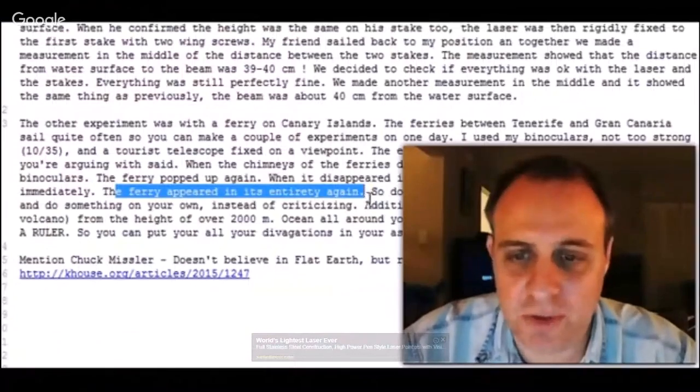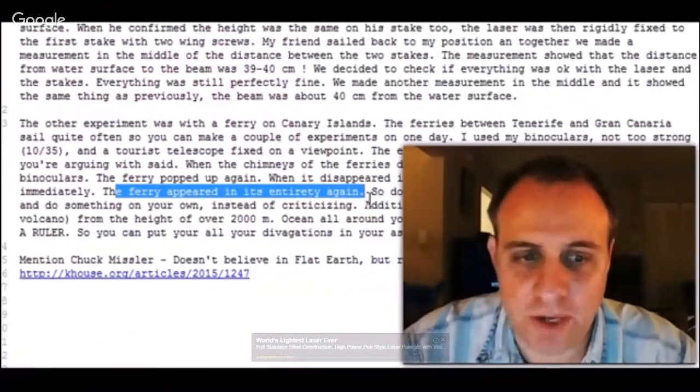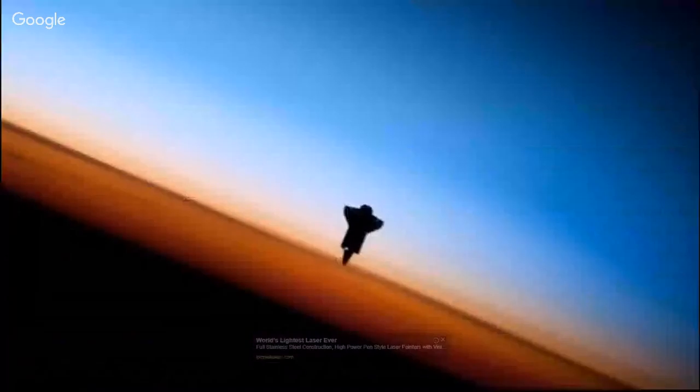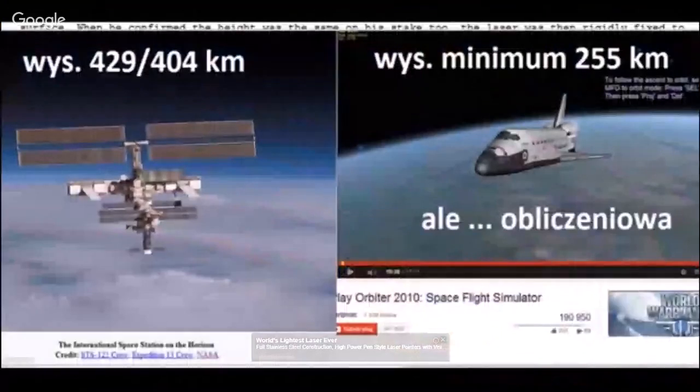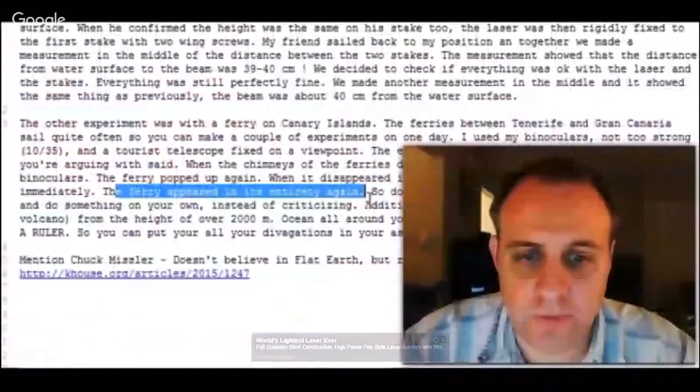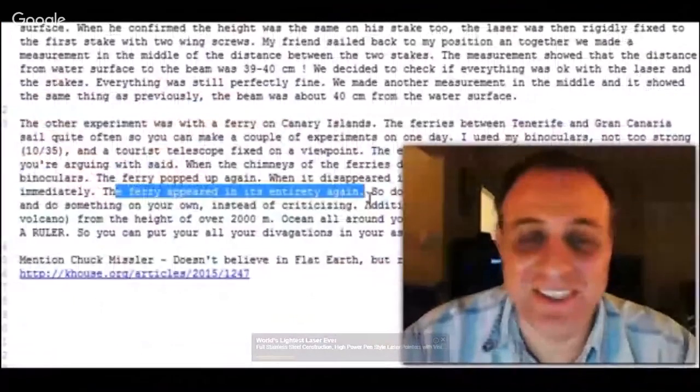Additionally, I recommend the view from Teide, a volcano, from a height of over 2,000 meters, ocean all around you. Whenever you look at the horizon, it is flat like a ruler. So you can put all your derivations in your ass. Okay, I don't know this guy. I'm just reading his comment here.